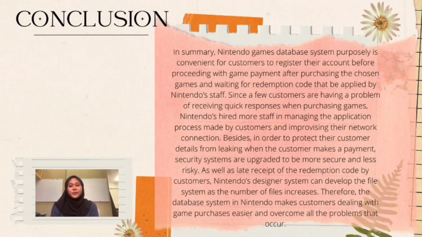Besides, in order to protect their customer details from leaking when the customer makes a payment, security systems are upgraded to be more secure and less risky. As well as late receipt of the redemption code by customers, Nintendo's designer system can develop the file system as the number of files increase. Therefore, the database system in Nintendo makes customer dealing with some purchases easier and overcome all the problems that occur.